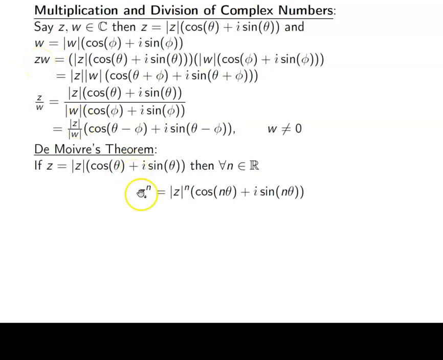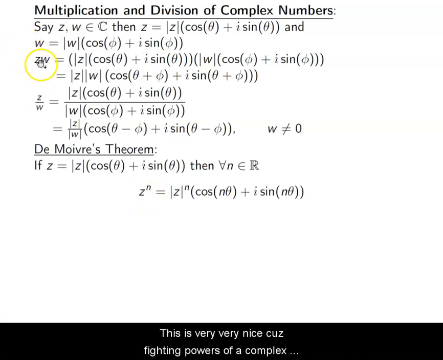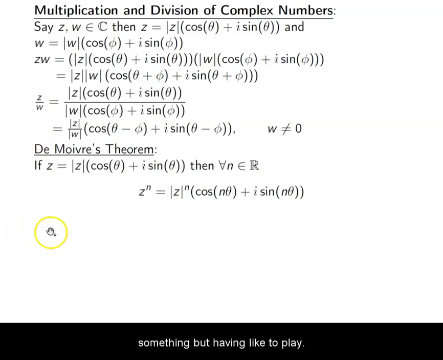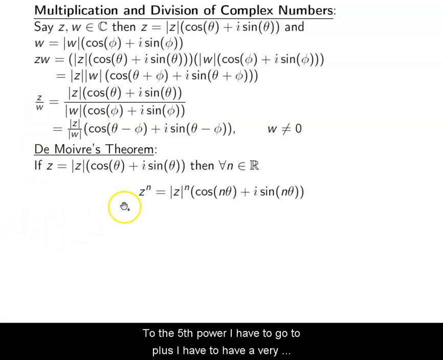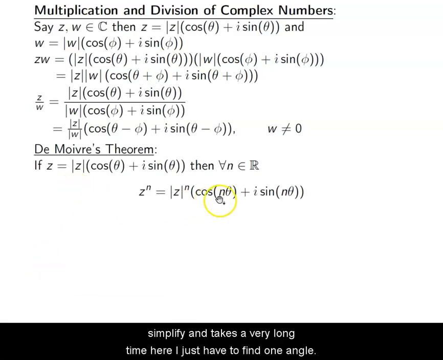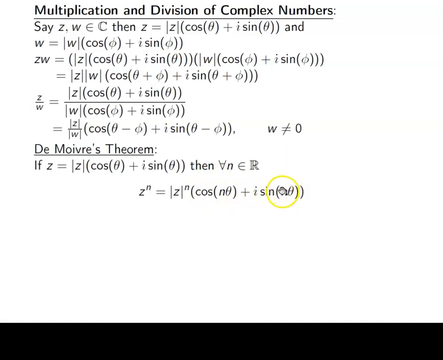complex number. Now, this is very, very nice because finding powers of a complex number otherwise can be very tedious, right? So think about having something like 2 plus 3i to the 5th power. I have to have a very long polynomial chain that I'm trying to multiply and simplify. It can take a very long time. Here, I just have to find one angle, right? And then I raise that modulus to a power for just that one single complex value. It's actually much, much faster to use DeMoivre's theorem to find powers of a complex number than it is to use what we have done before this section in the textbook.